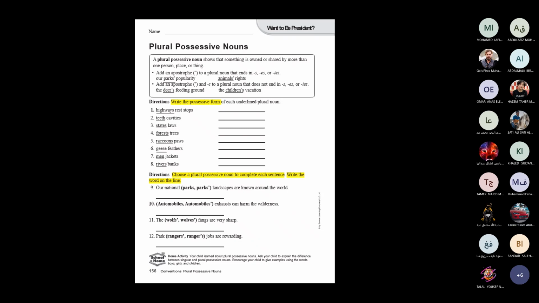Okay, fix them. The question is saying, always, guys, I ask you to read the head of the question. And the question is saying, write the plural possessive noun. Write the plural possessive noun, not the singular. Understand, Kareem? So page 173, number 11 and 12 and 13 are incorrect. Understand?